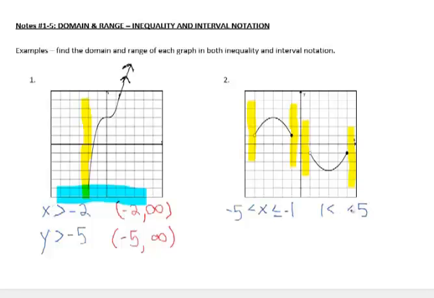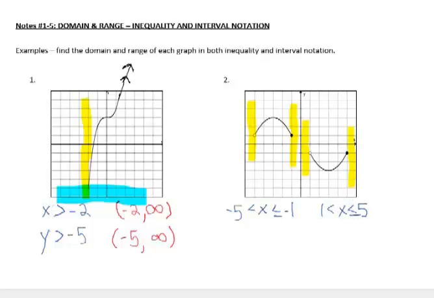Always draw our crocodiles facing that way. It's domain, so we're doing X. Now the positive 1 has an open circle, so we're going to leave that one alone. The positive 5 has a closed circle, so we better draw that or equal to sign underneath.